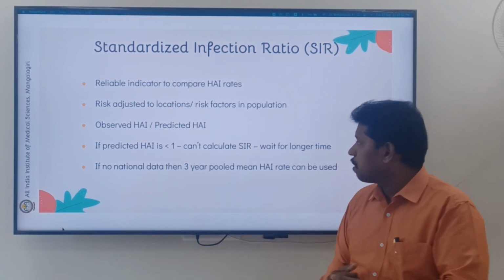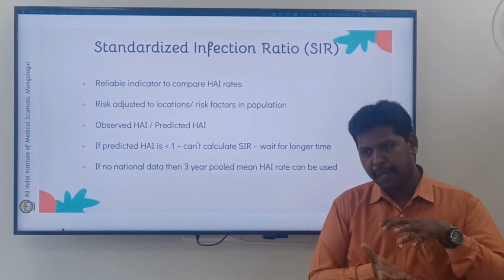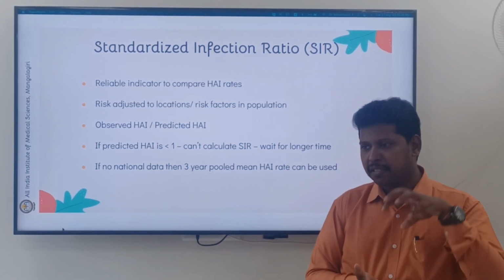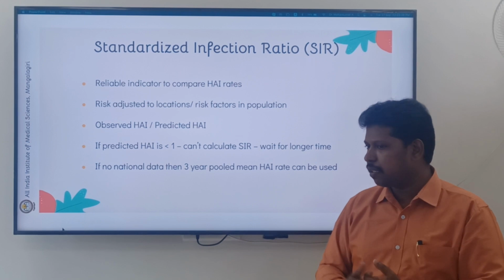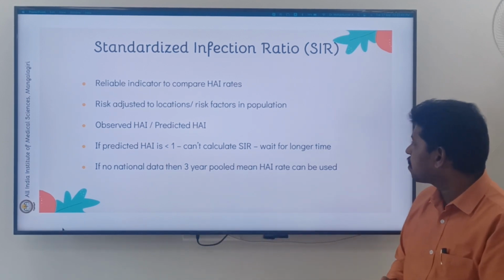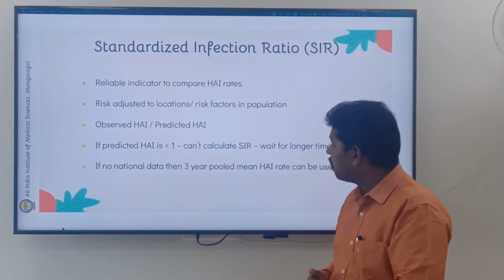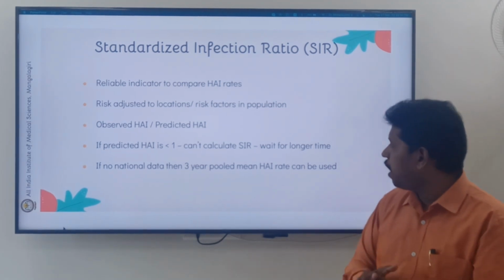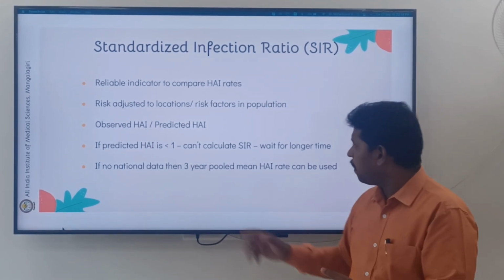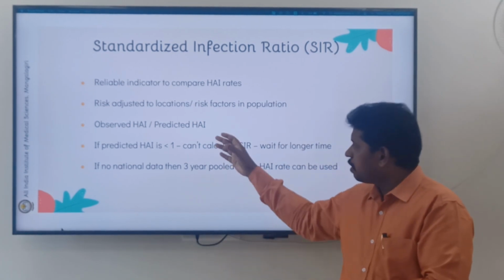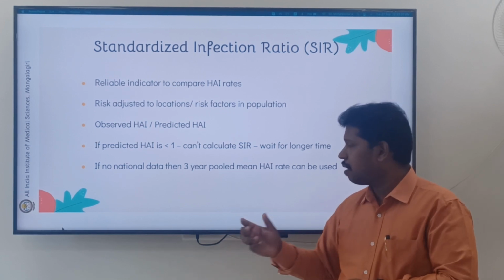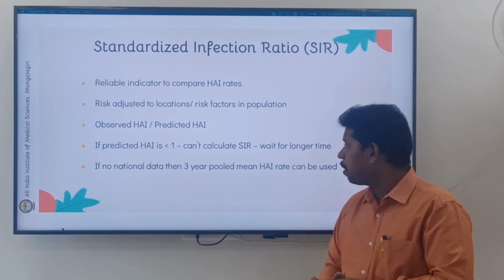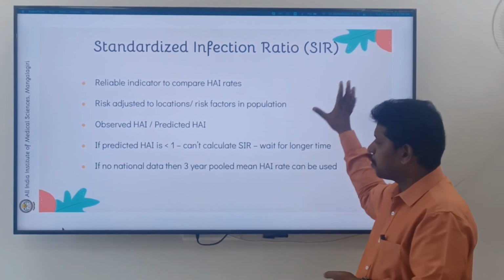Risk factor in population, like diabetic patients. For a specific group, diabetic patients, all these SSIs in diabetic patients, the data you take out is the risk adjusted data for diabetic patients. That can be compared with another area, risk adjusted to diabetic patients. So this risk adjustment is basically the standardized infection ratio: observed HAI by the predicted HAI. Ultimately, in all this risk adjusted area, the total observed HAI in that particular duration divided by the total predicted HAI which we are expecting in that duration will give the SIR ratio.